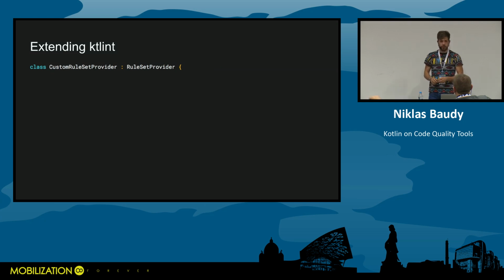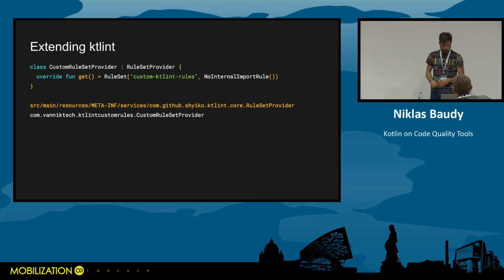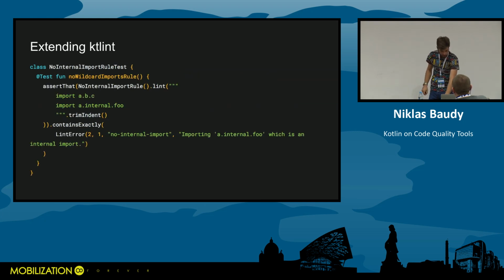Now, it also has a rule set provider, where we can go and say to Lint, okay, those are the rules. So we give a rule set, the ID, and also the instantiation of our class. And it's also using the same mechanism for loading our custom rules. So we also go and specify the fully qualified name of our rule set provider. We create the meta-inf file, and then also here we can unit test it pretty easily.